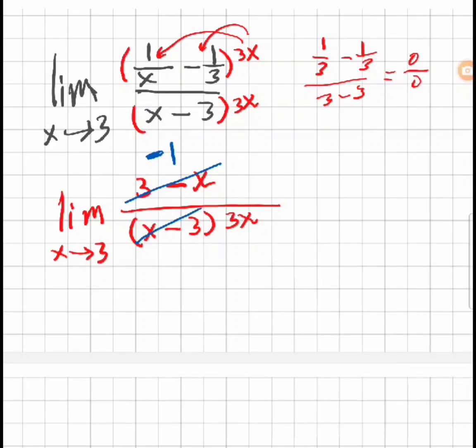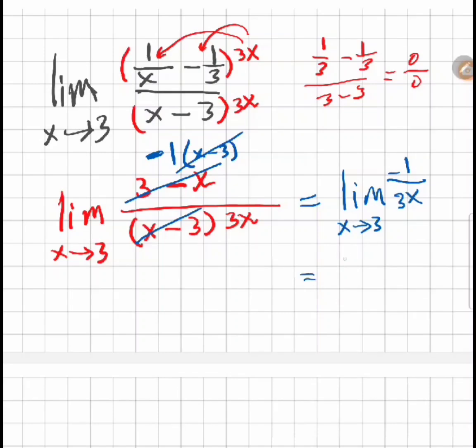If we take out a -1, the negative x will change to positive x, and positive 3 will change to -3. So notice that we can cancel the x minus 3 factor at this point. And so what we have left over is the limit as x approaches 3 of -1 over 3x.